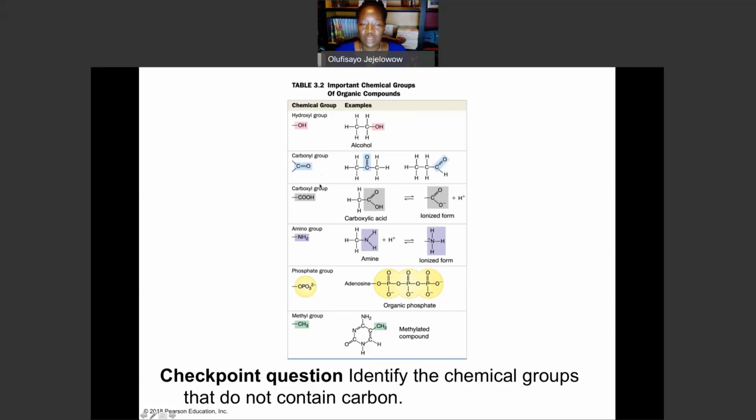The carboxyl group bonded to the hydrocarbon chain makes the organic acid, the carboxylic acid, like citric acid and so on and so forth. It dissolves in water and it ionizes to give hydrogen ions in solution, so it's an organic acid.